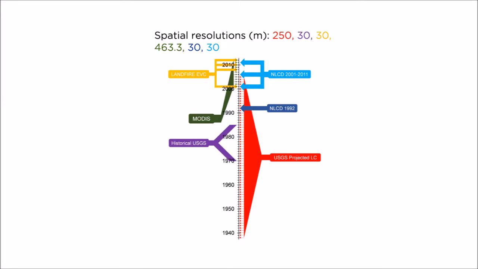As you can see, the products that are very frequent in time don't have a high spatial resolution, while the products that have a high spatial resolution are not very frequent in time. However, many environmental studies require land cover products that have a high spatial and temporal resolution.